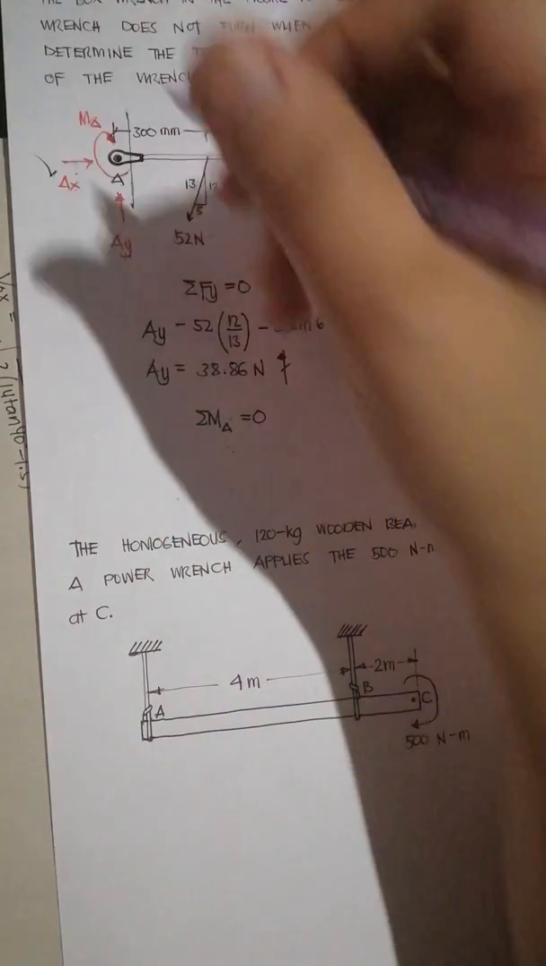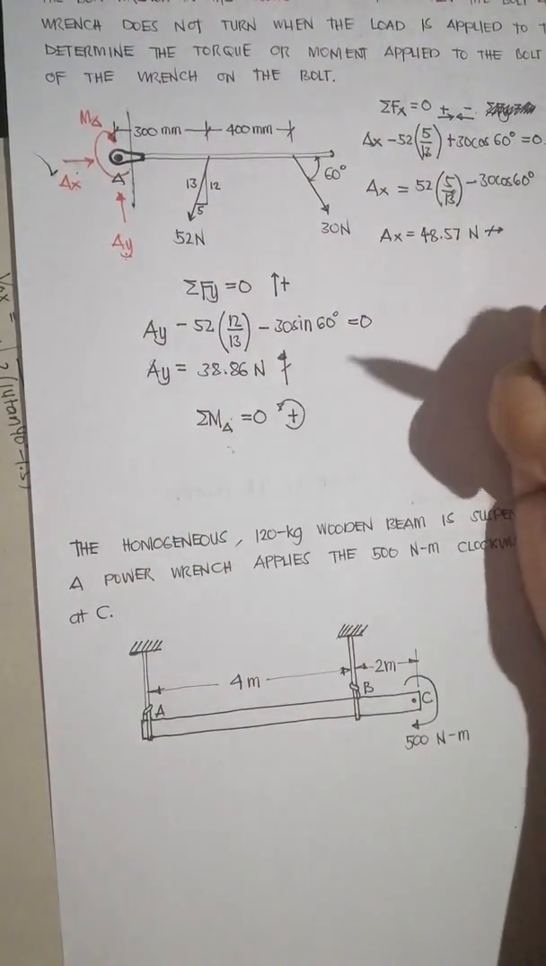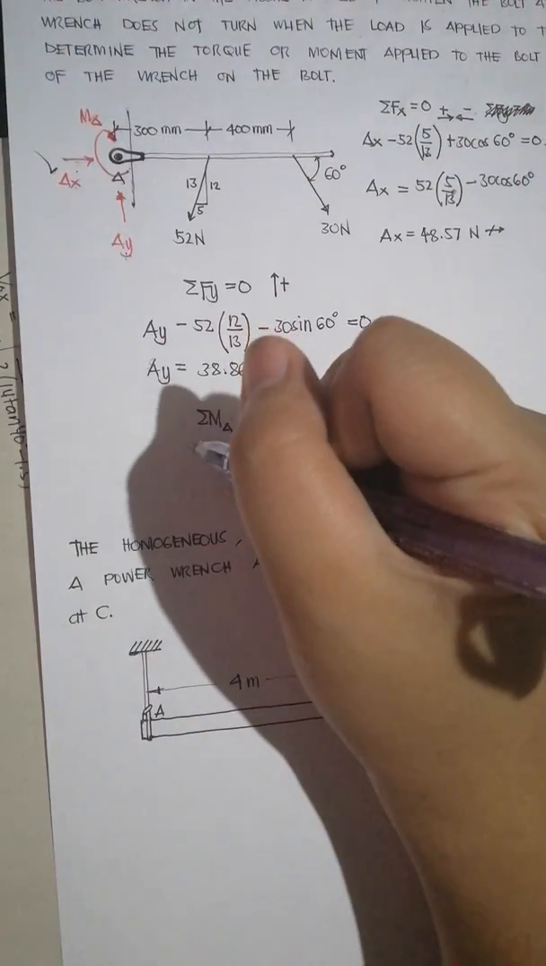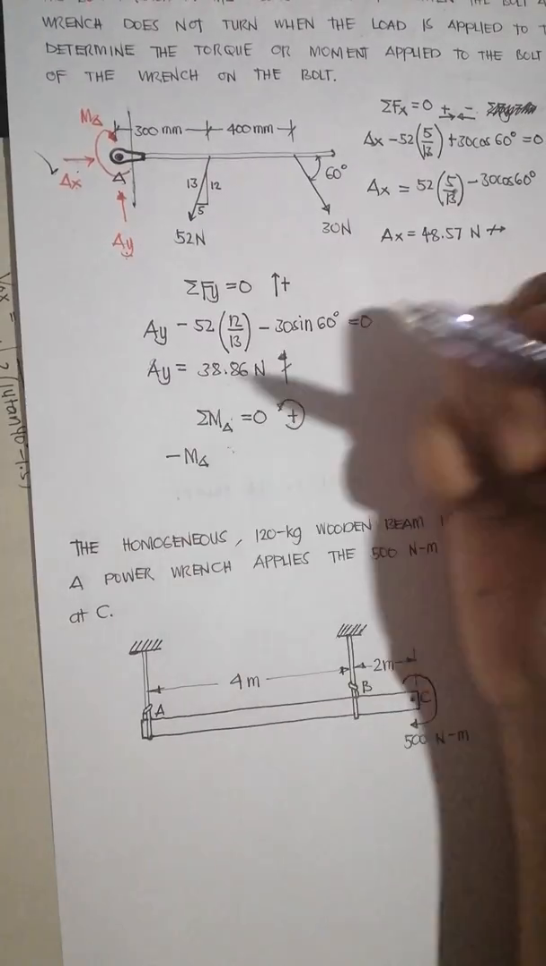So let's use positive for all counterclockwise moments. We'll start with MA. Since MA is clockwise, in the equation we write negative MA.